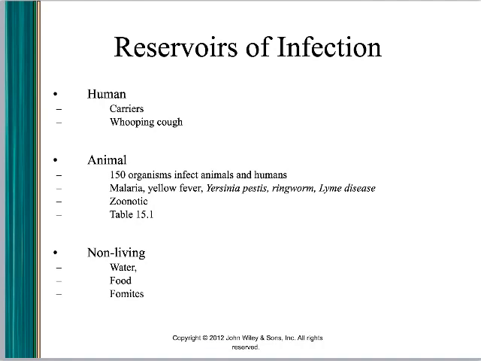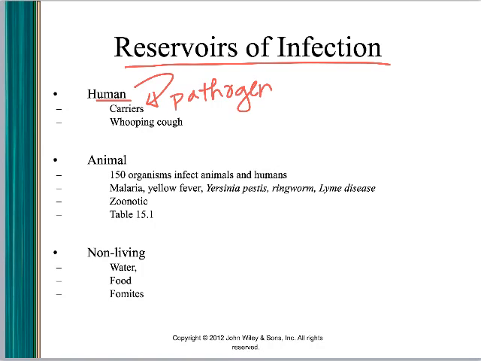Okay, now, reservoirs of infection. So where can disease start? Or where can pathogens hang out? So one thing is humans. Humans can be carriers. A carrier is someone that can carry the pathogen, carry the organism, but they don't have any symptoms.